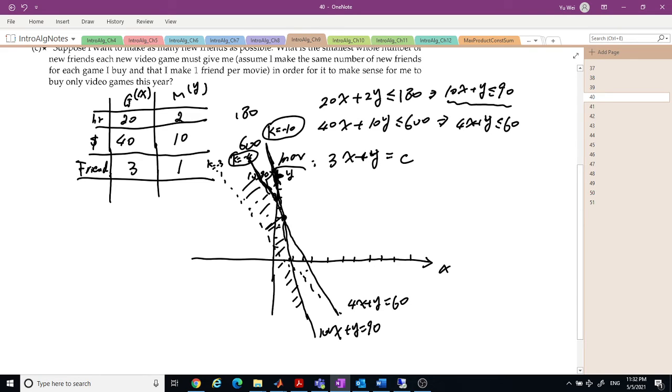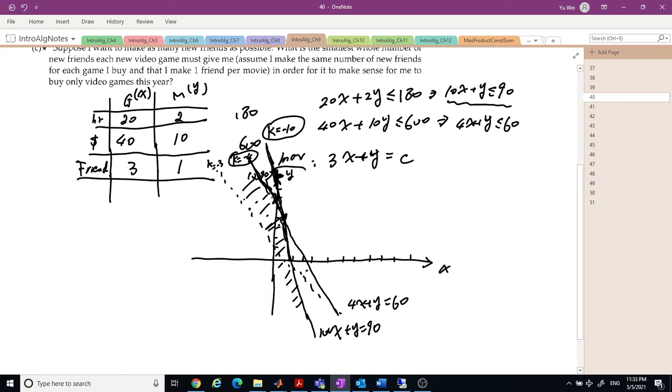If k is negative 3, so let's see. When we're cutting through all this region, x and y should be greater than 0, and integers. So we are cutting this one, so we should be moving somehow to this point.